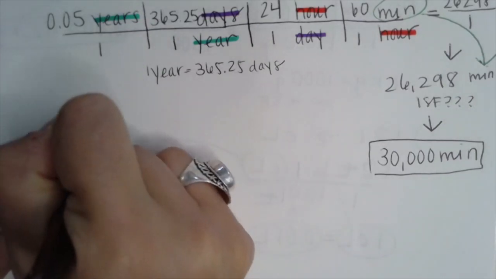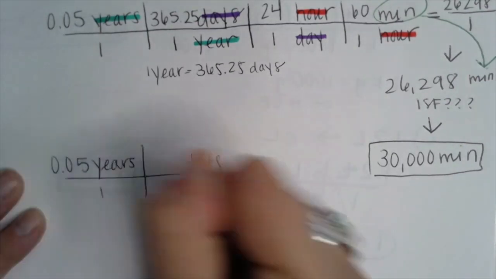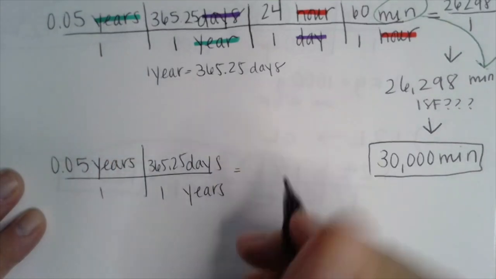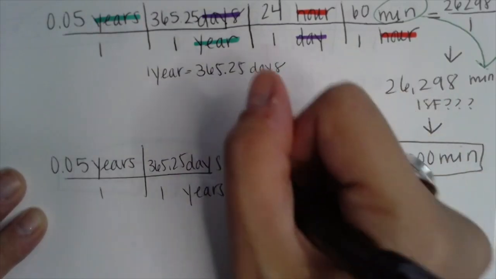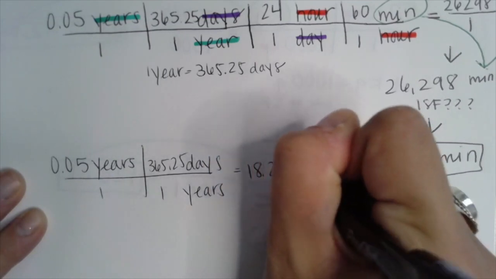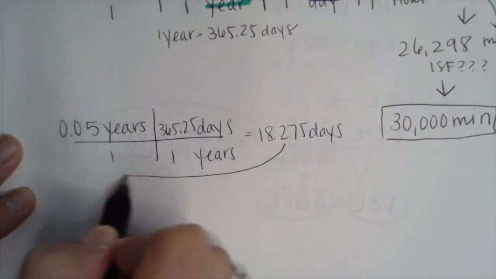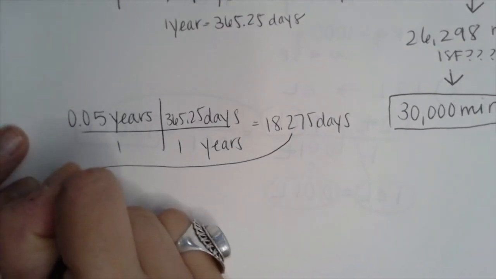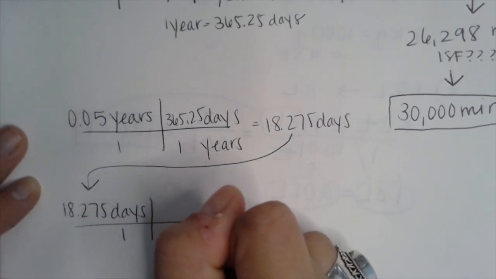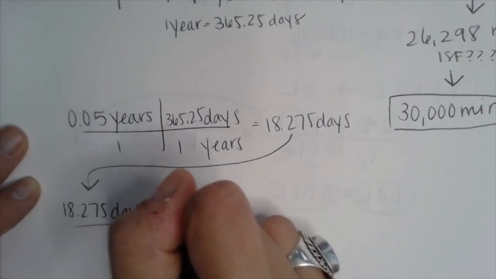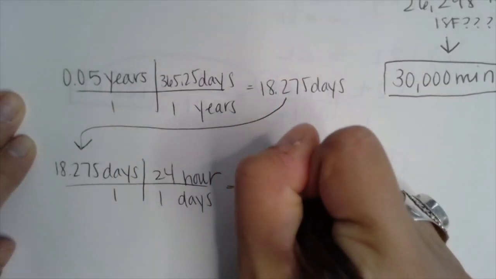If we had 0.005 years, and converted years to days. 1 year has 365.25 days. If we were to solve for that, 0.05 times 365.25, I would get about 18.275 days. If you would rather do this in one-step problems, you would take this answer, plug it into a new conversion, 18.275 days, then convert days to hours. And we know one day has 24 hours. So again, let's do that work quick. We get 438.6 hours.